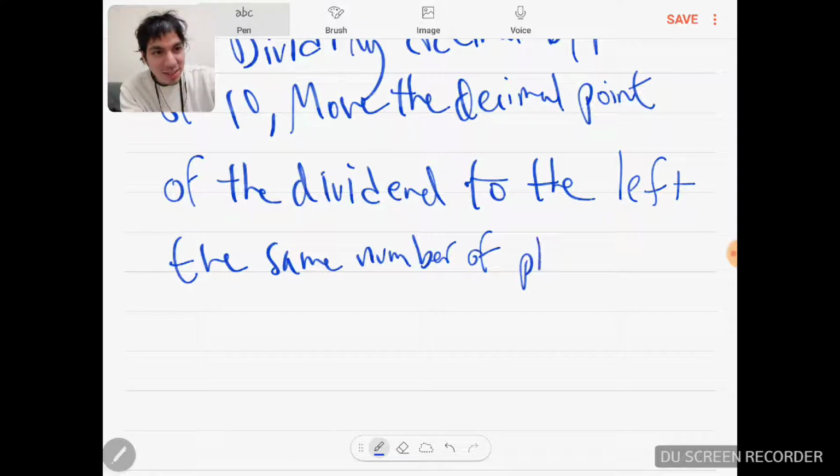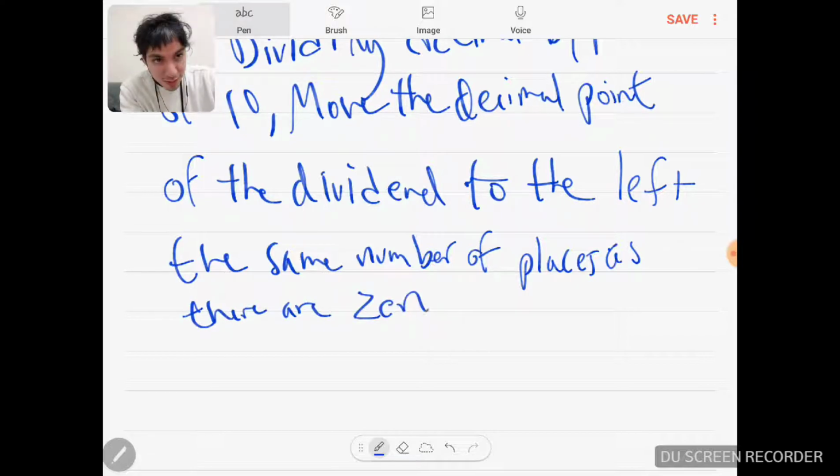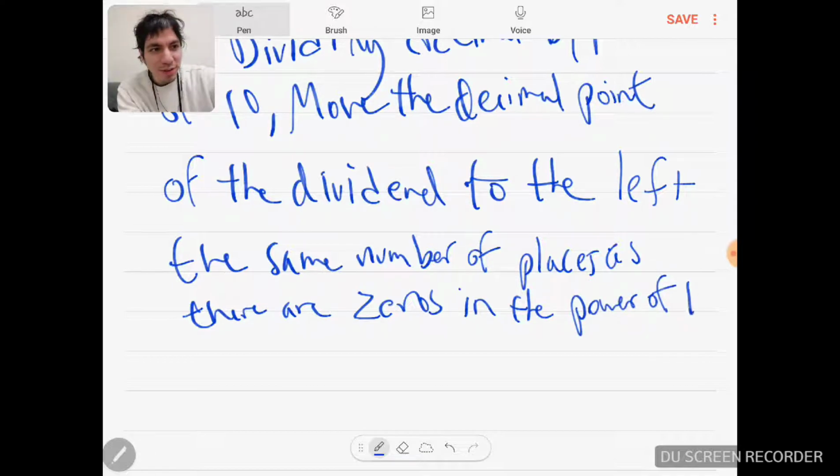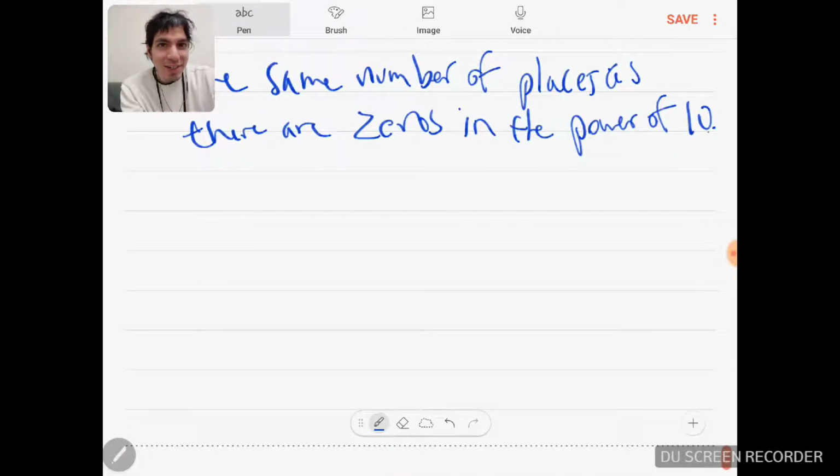Sorry, same number of places as there are zeros in the power of 10. Okay, finally. All right, now, what does all that even mean? What does that even mean?